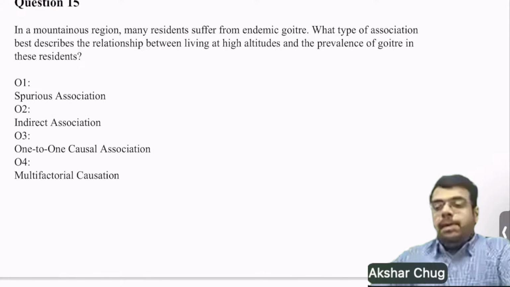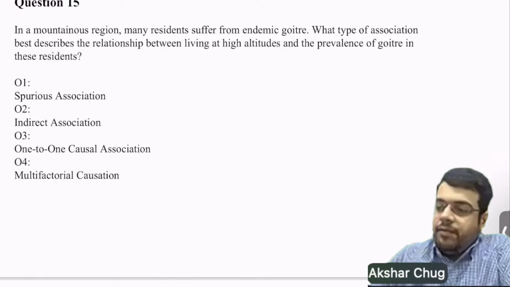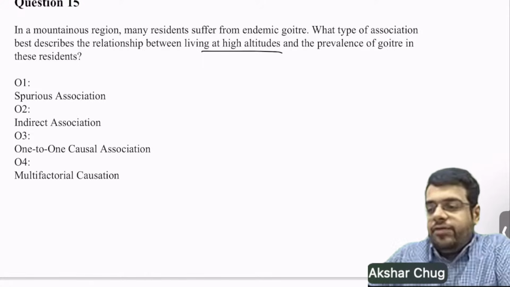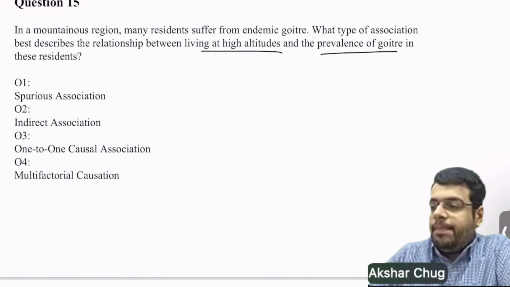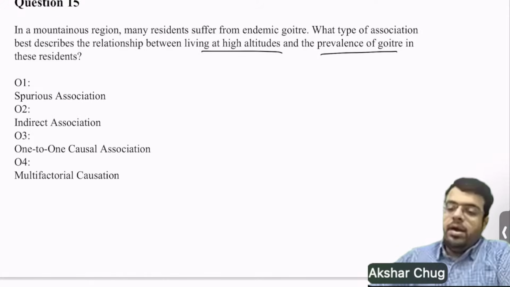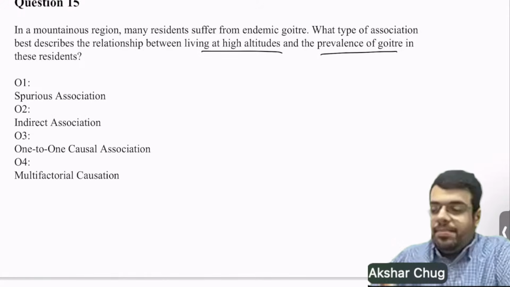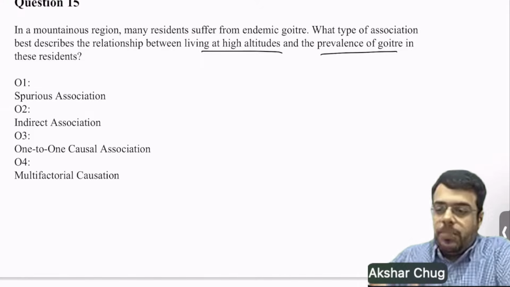In a mountainous region, many residents suffer from endemic goiter. Which type of association best describes the relationship between living at high altitudes and prevalence of goiter? Now, this is a very important concept. So basically, we will dissect all the options. So first, let's start with multifactorial causation.